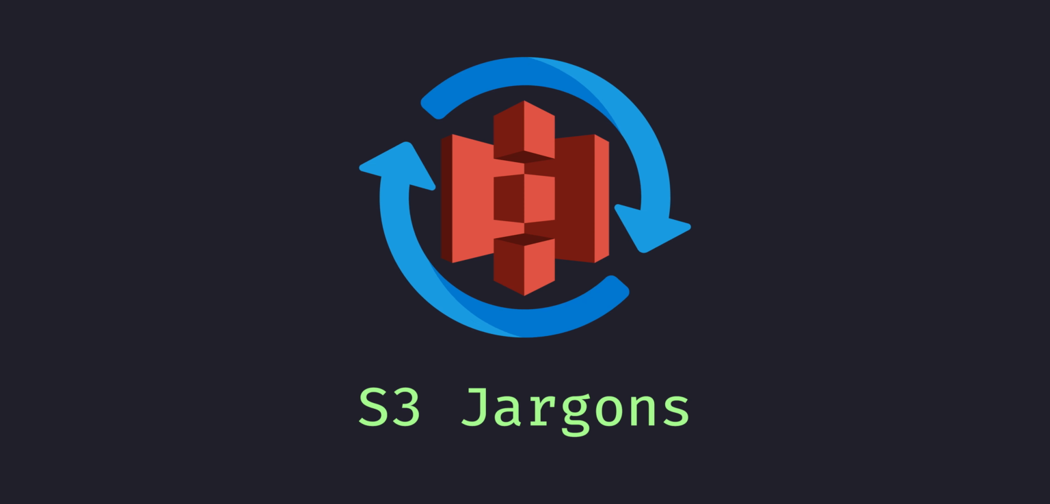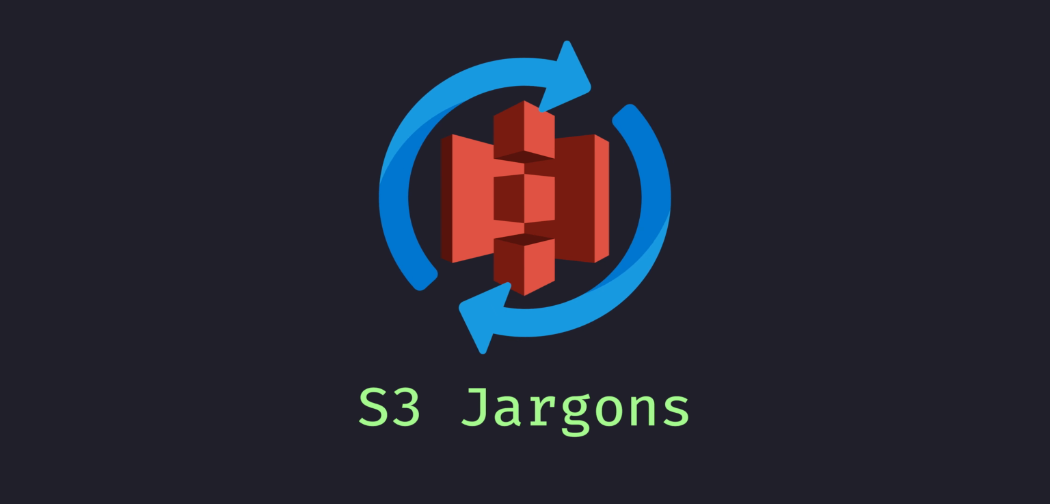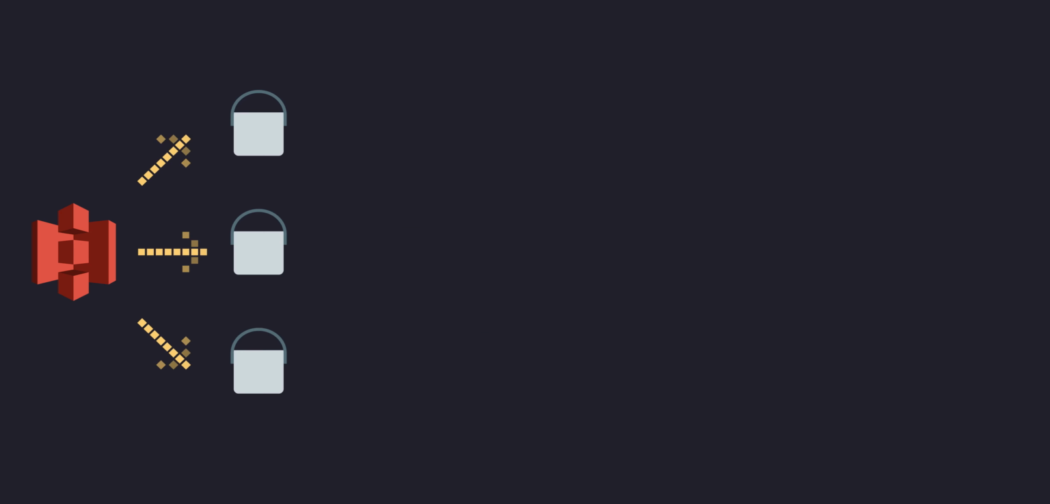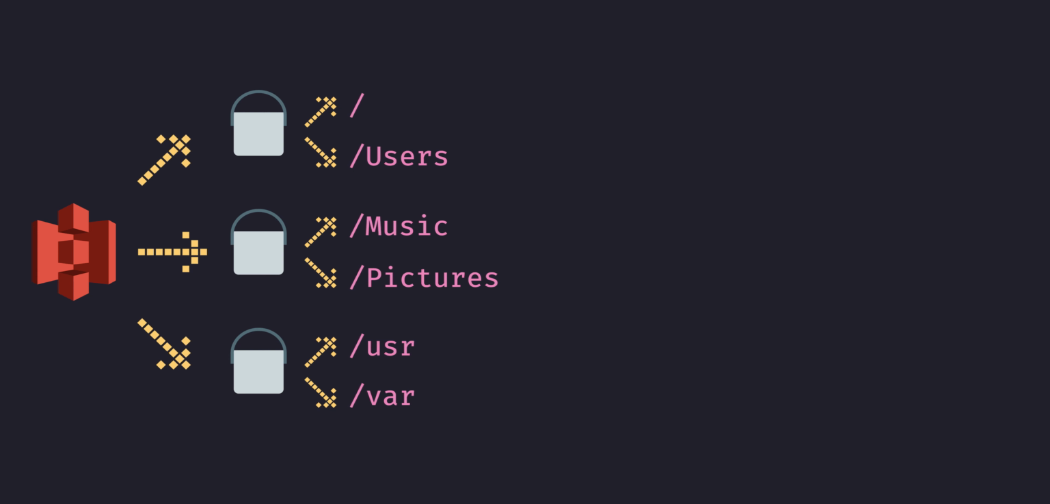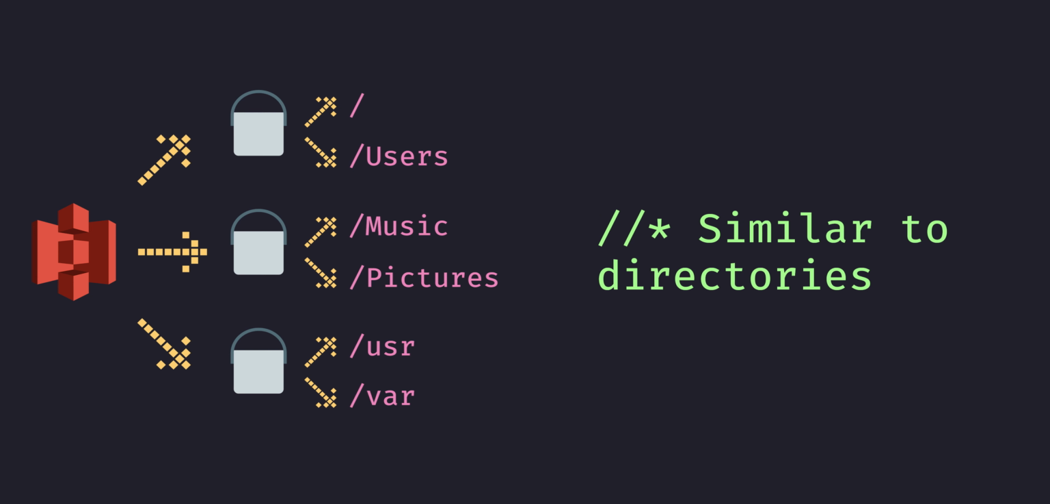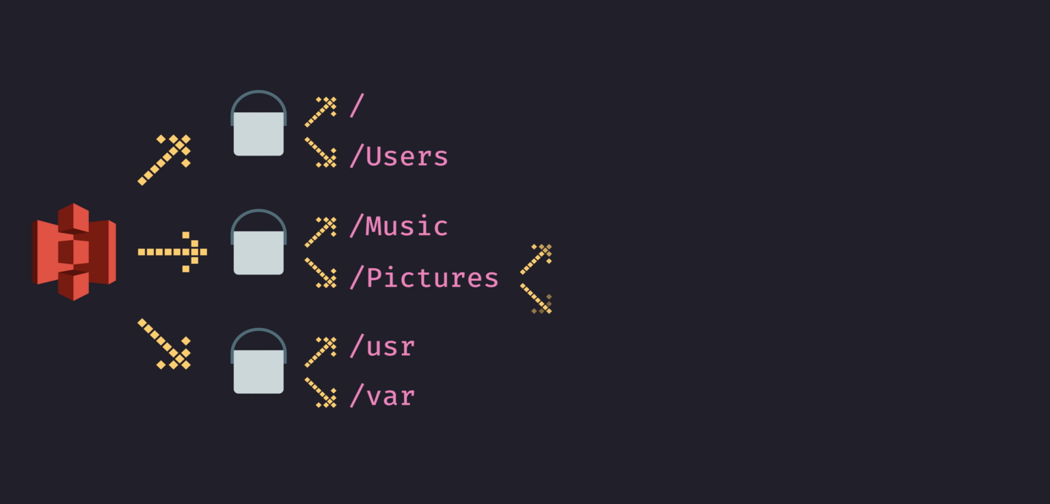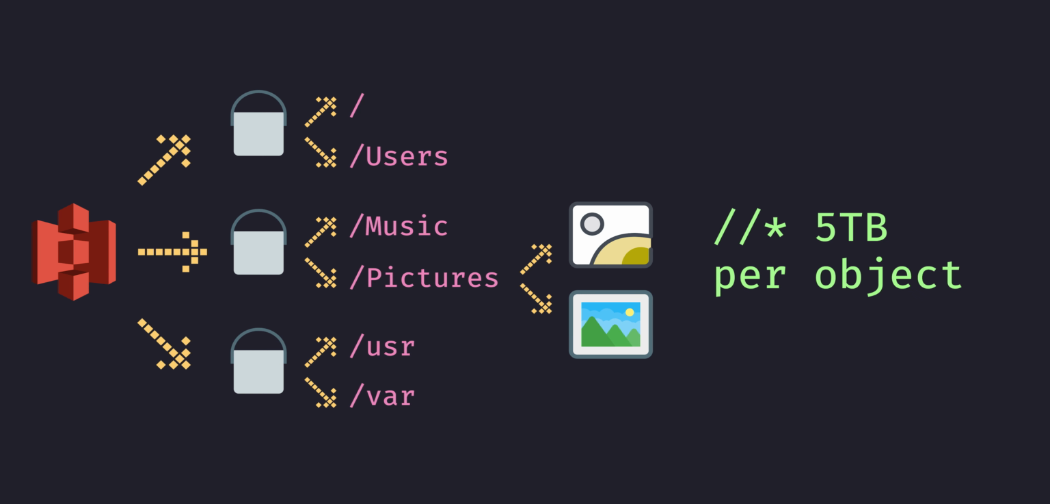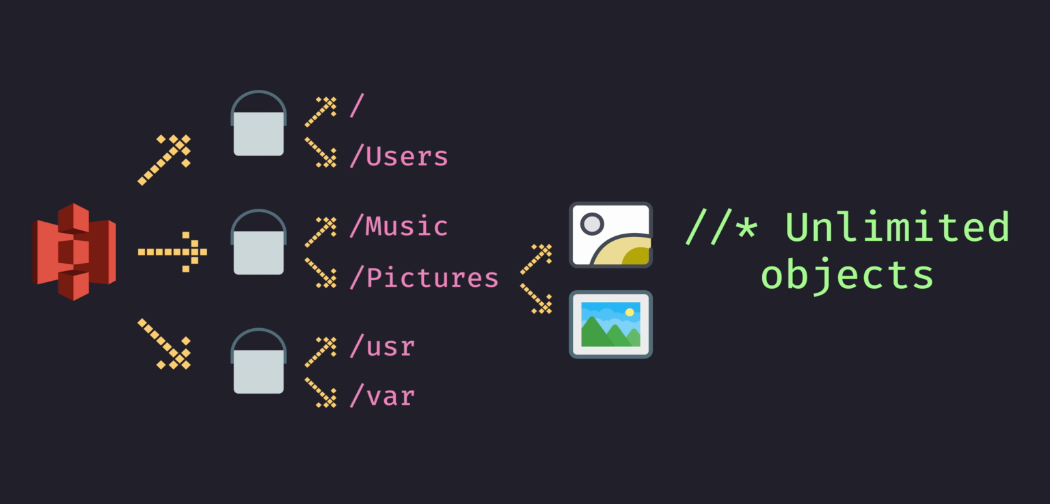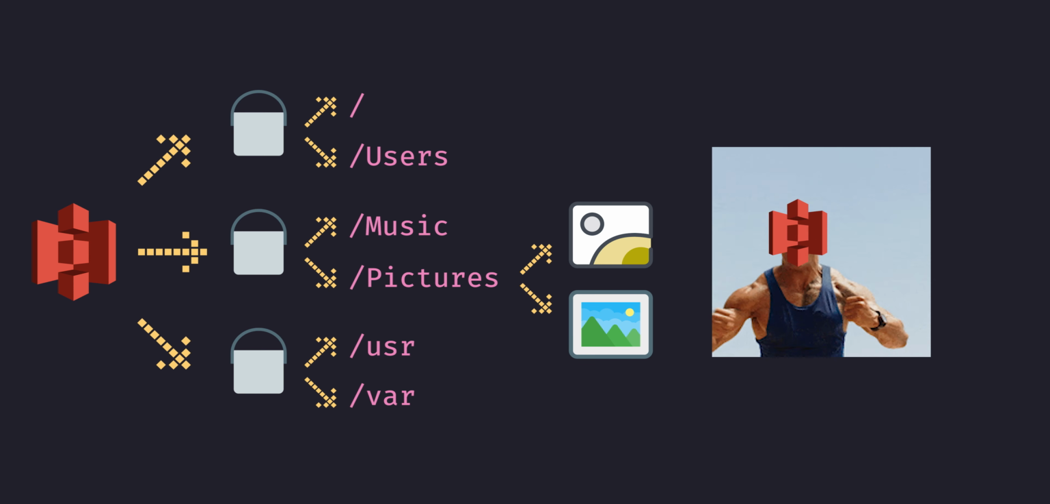First, let's review the terms revolving around the S3 world. S3 consists of buckets, which hold a set of prefixes. You can think of prefixes as a way to organize your data in a similar way to directories, but they are not directories. Inside prefixes are sets of objects, or your digital files, which can be up to 5 terabytes in size each. Remember, S3 allows unlimited objects, so you can imagine how powerful this service can be if utilized correctly.